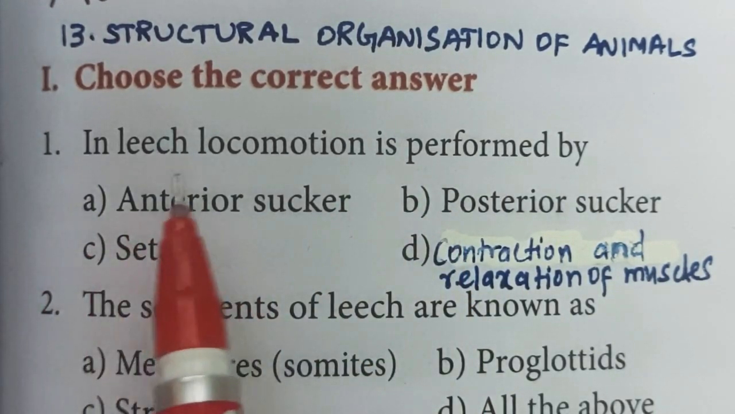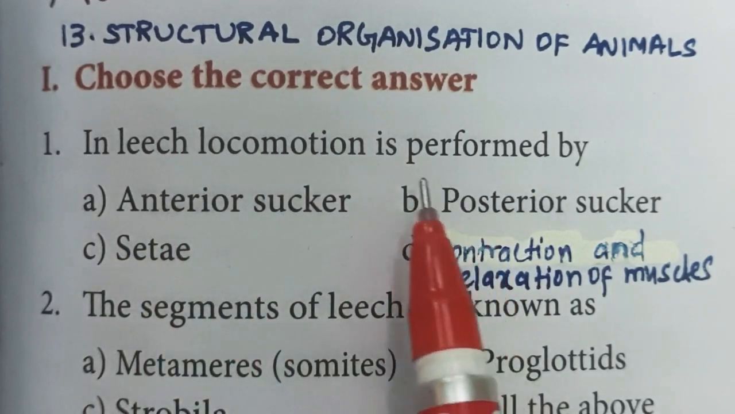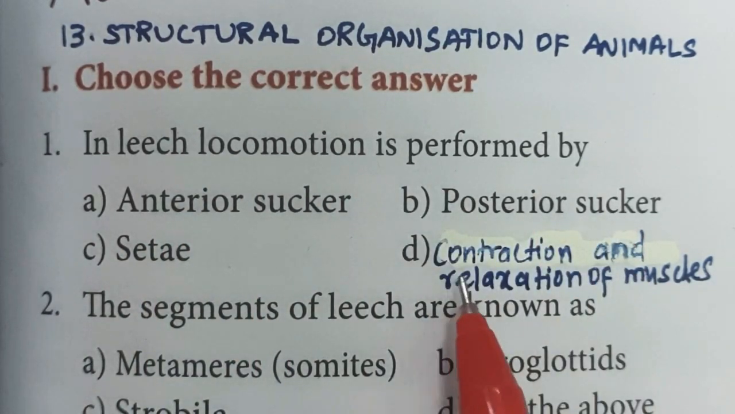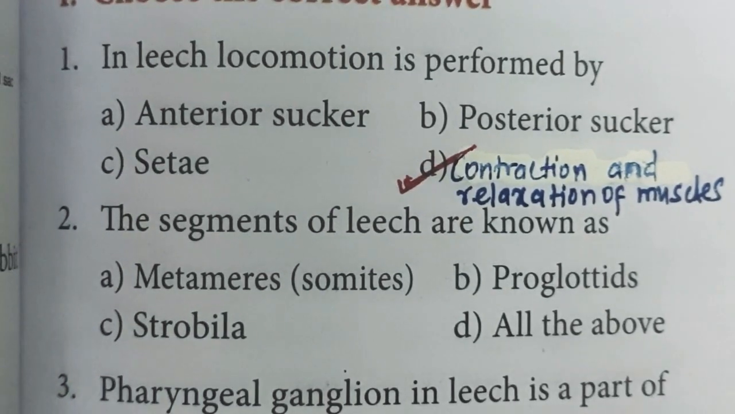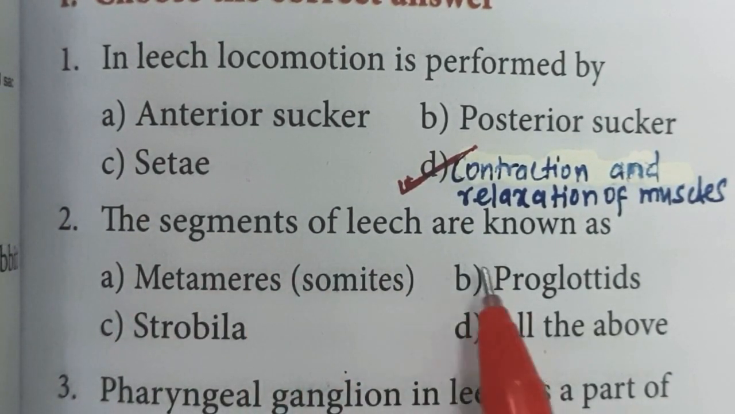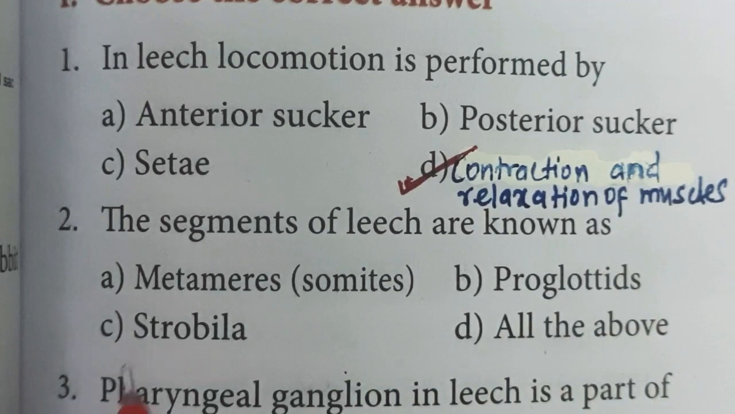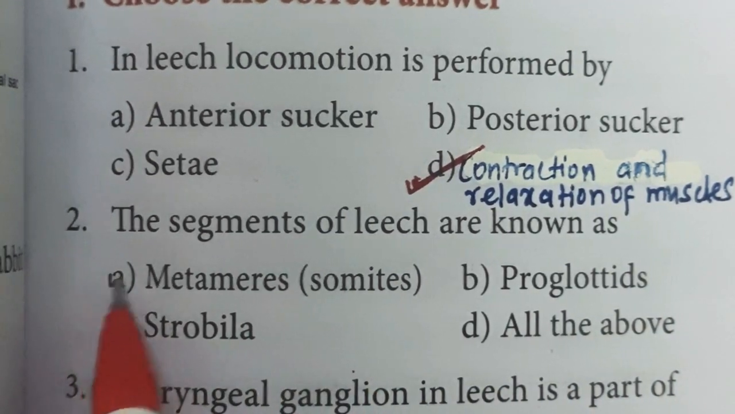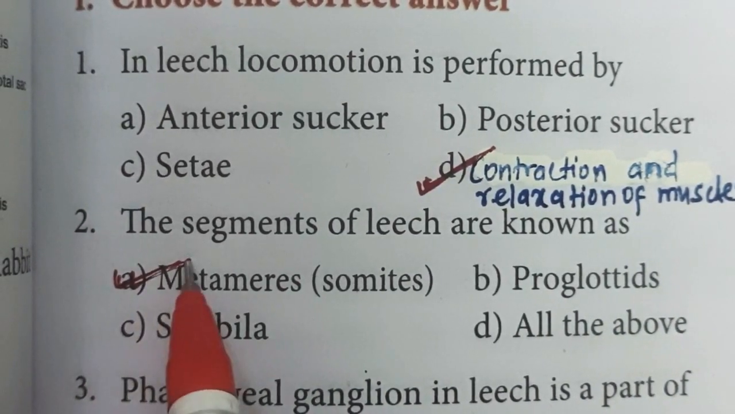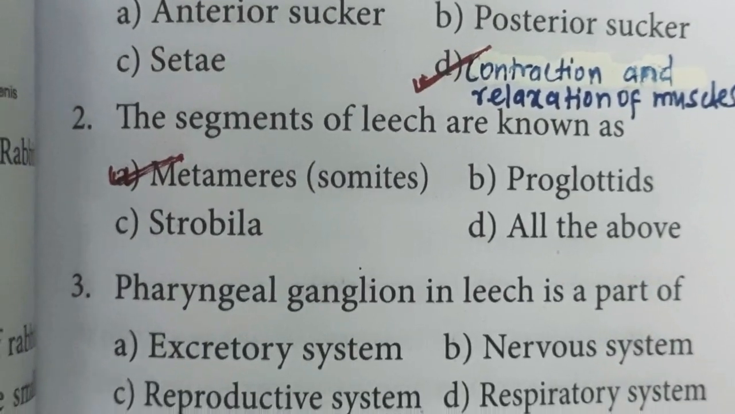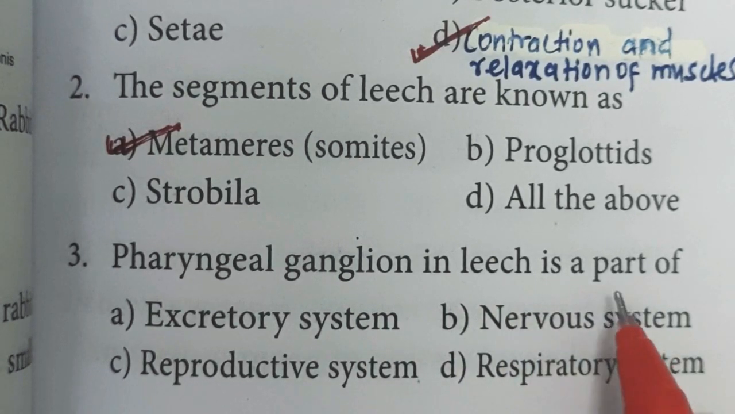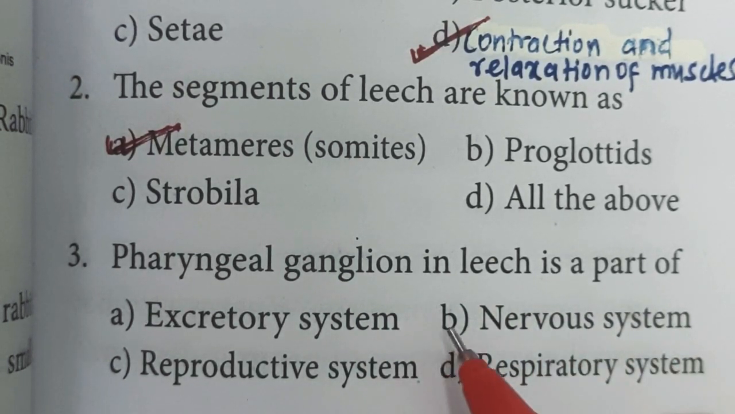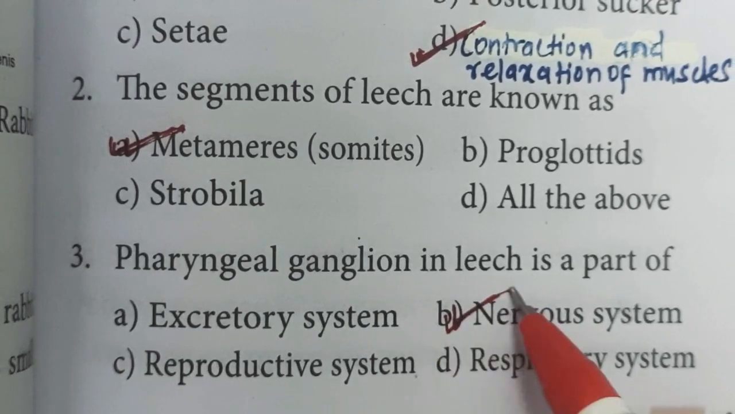Question number 1. In leech, locomotion is performed by contraction and relaxation of muscles. Option D is the right answer. Second one, the segments of leech are known as metameres, somites. Option A is the right answer. Third one, pharyngeal ganglion in leech is a part of nervous system. Option B is the right answer.